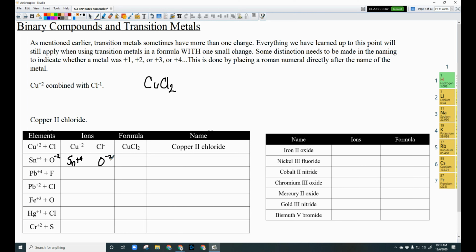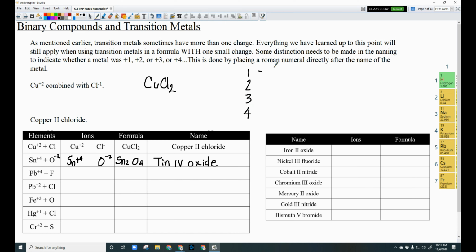Now we're going to see that these don't cancel out and equal 0, so we have to swap and drop. So the formula is Sn2O4. Now the way we name this, Sn is tin. Now remember, it's a transition metal, so we have to use a Roman numeral to show the charge. So 4, that's IV, and then oxide. It takes the same rule where you change the ending to "ide." If you don't know Roman numerals, all you have to know is up to 4.